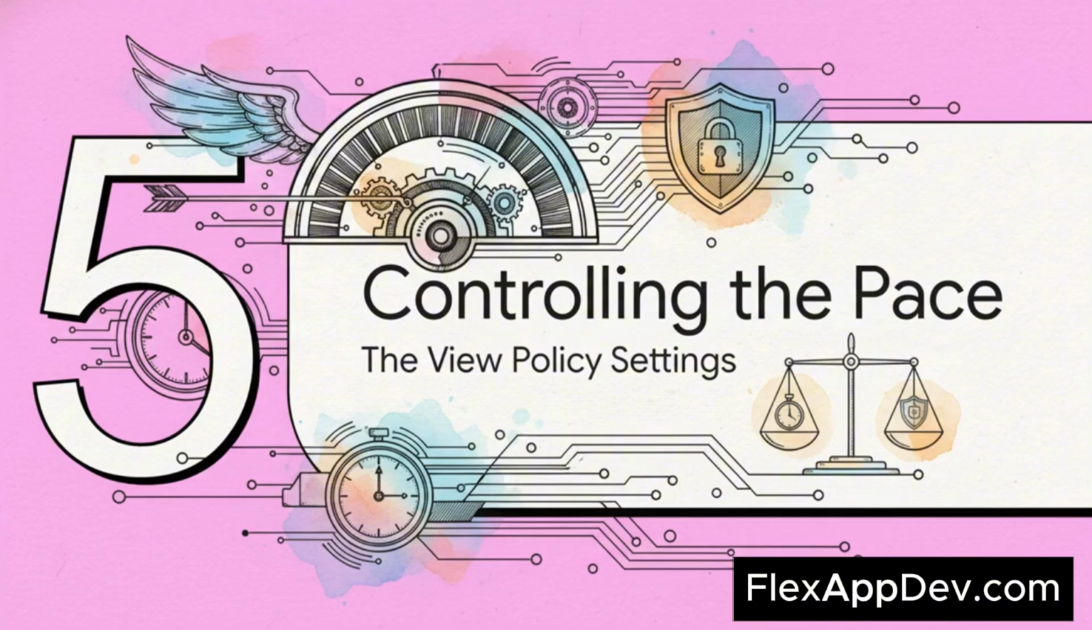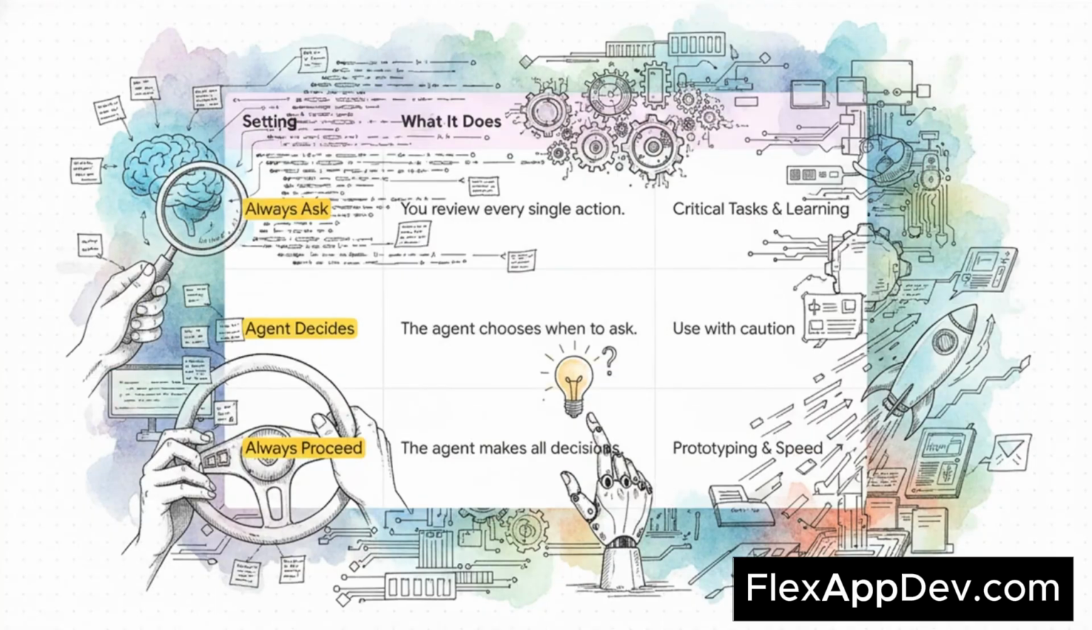This brings us to our final key feature. It's a simple but incredibly powerful control dial called the View Policy Settings, and it's all about managing that classic trade-off between speed and safety. You've got 3 choices here. Always Ask puts you in the driver's seat. You review every single action.